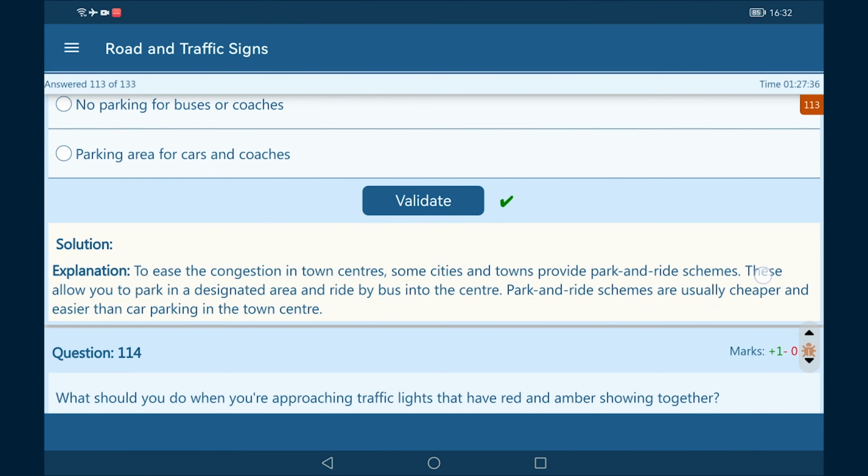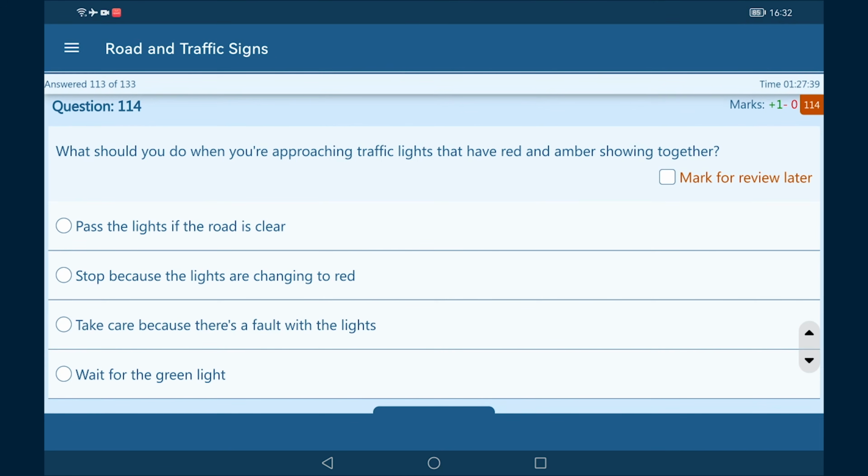Question 114. What should you do when you're approaching traffic lights that have red and amber showing together? Option 1. Pass the lights if the road is clear. Option 2. Stop because the lights are changing to red. Option 3. Take care because there's a fault with the lights. Option 4. Wait for the green light. The correct answer is Option 4, that is, wait for the green light.